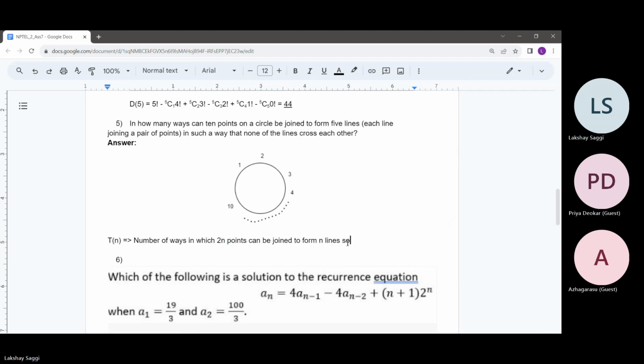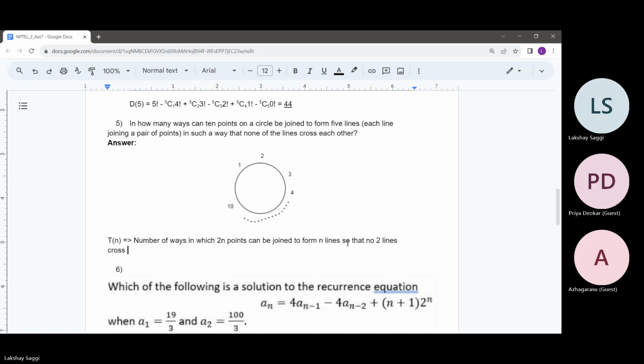so that no two lines cross each other. Note that for every point there can only be one line. Like this point 1, let's say we have these points from 1 to 10. So this 1 can be either joined with 2, it can join with 3, it can be joined with 4, up to it can be joined with this 10 here. So now to derive the value of Tn, maybe we can write some sort of recursive function.